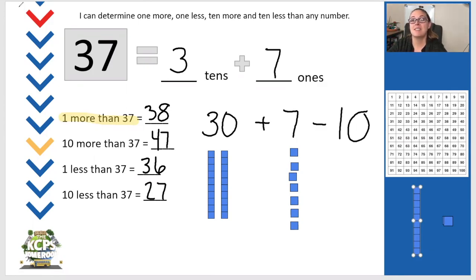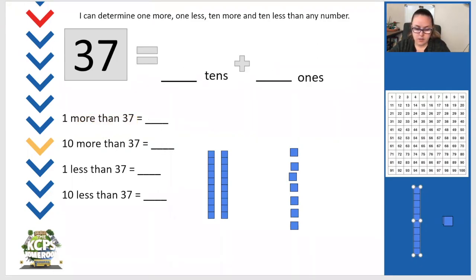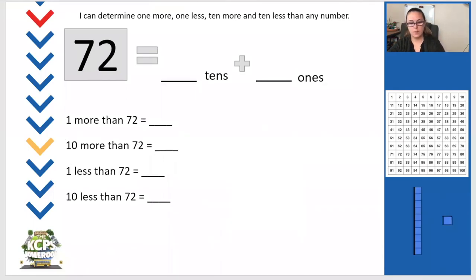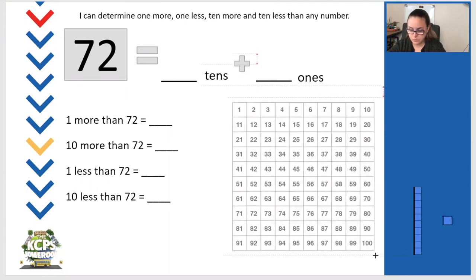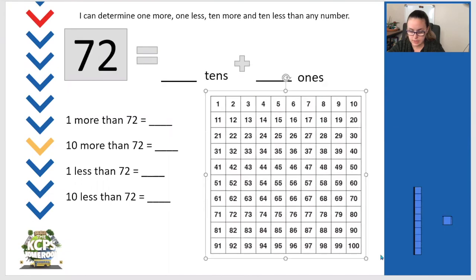Now we're going to move on to the second problem, where we're going to use a hundreds chart to see if we can draw some patterns and how we can do this quicker. So let's talk about the second problem. The second number we have is 72. And we have to calculate 1 more than, 10 more than, 1 less than, and 10 less than 72. And this time, I'm going to use a hundreds chart. So I'm going to make it a little bigger so that it's easier for us to use.